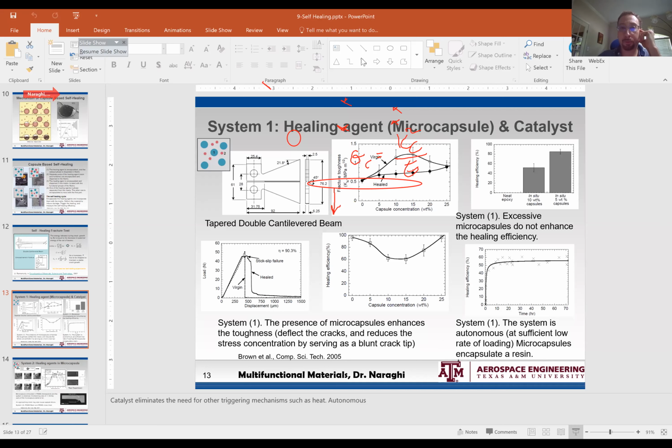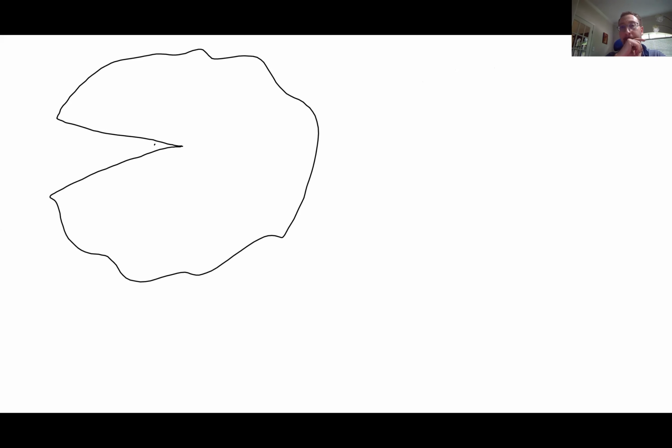I want to go back to my whiteboard. So imagine this is my big sample, and this is the crack. The crack is propagating this way because there is some load that is trying to expand the material. Now, let's say I put some microcapsules there. These are empty microcapsules.